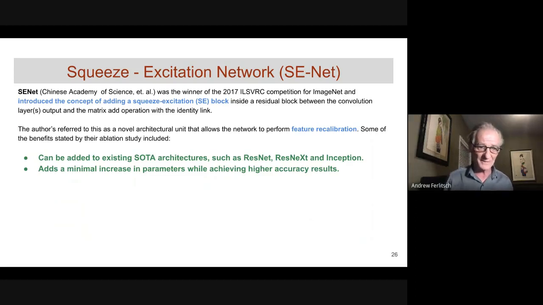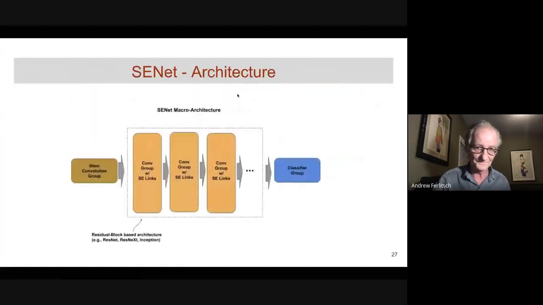And some of the benefits they stated by their ablation study included that it could be added to existing state-of-the-art architectures such as ResNet, ResNext, and Xception. And it added just a minimal increase in parameters while achieving higher accuracy results, as demonstrated by the fact that it won the 2017 contest.